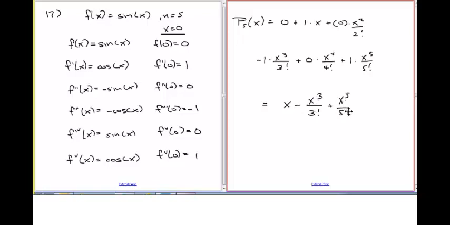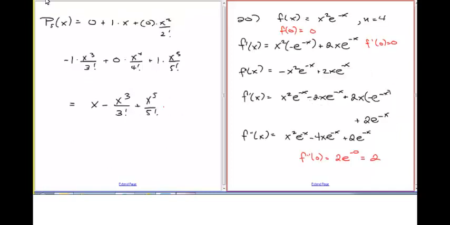They didn't ask us for it, but once you see this pattern, the next term is going to be x to the 7th over 7 factorial, and you're going to make it negative. And then the next one after that's x to the 9th over 9 factorial. And it just keeps going on like that. But they didn't ask for those.